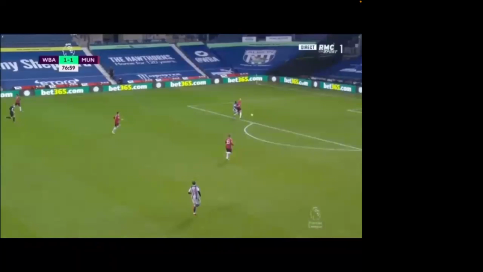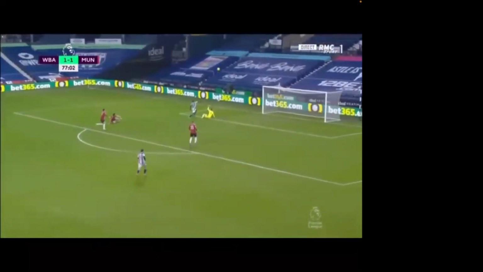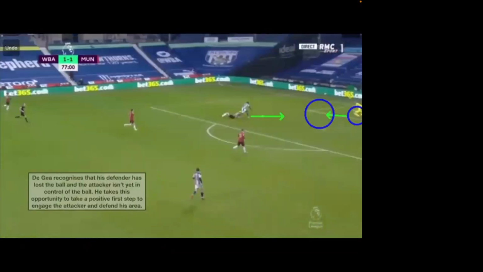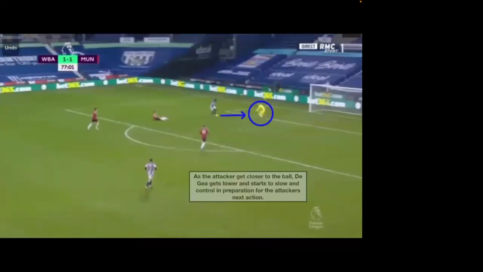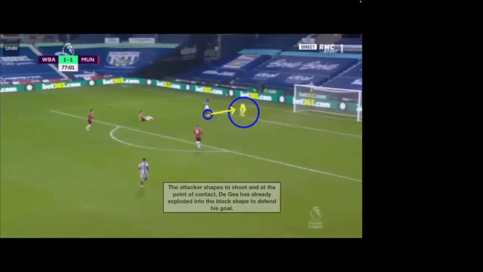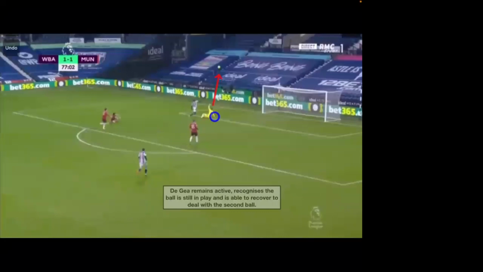So this is this season. You see that here's a touch further away, so his body position's a bit higher. Defender's lost the ball, messing on in a dangerous area. First thing he does, in that transition, he takes a positive step towards the ball, 6-yard line. He's low, his feet are closer together, and he's preparing for what the attacker's going to do next. The attacker pulls to strike. As he makes contact, De Gea's in that block position already. Again, he's a bit further away, so maybe he's 3 to 4 yards, so he needs to be higher.